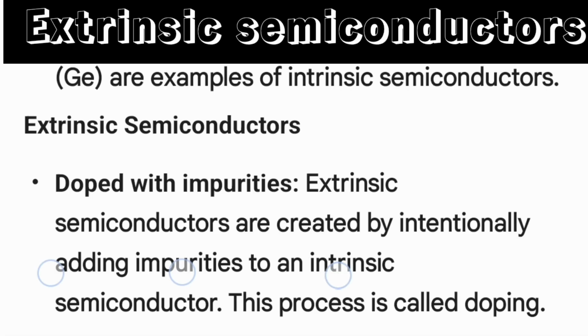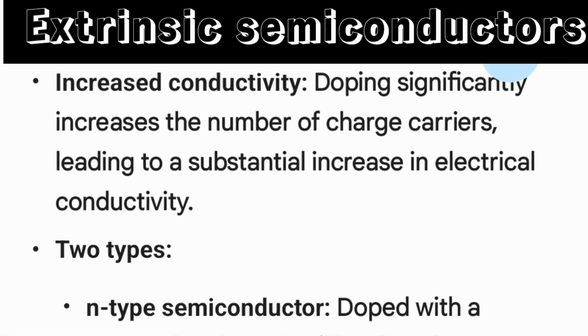Extrinsic semiconductors, doped with impurities. Extrinsic semiconductors are created by intentionally adding impurities to an intrinsic semiconductor. This process is called doping. Increased conductivity. Doping significantly increases the number of charge carriers, leading to a substantial increase in electrical conductivity.